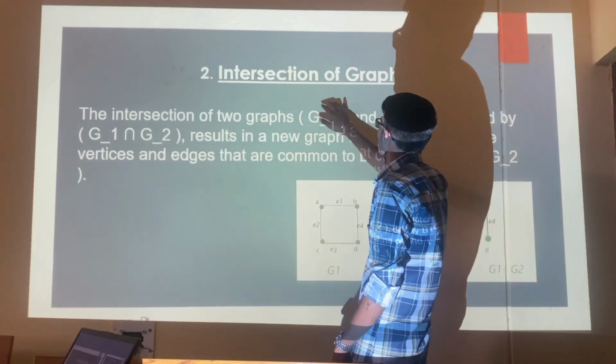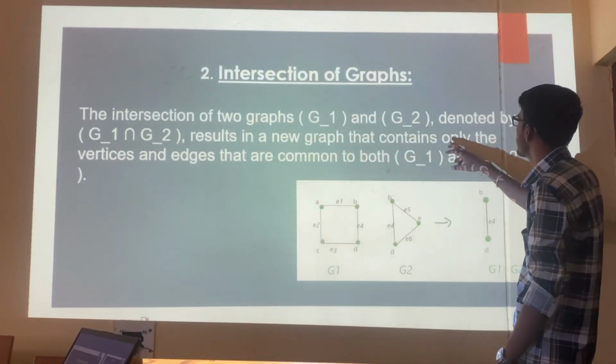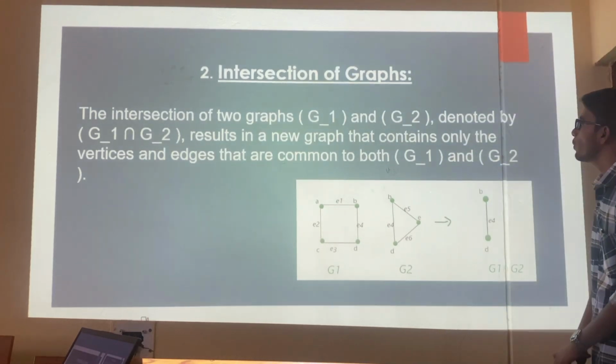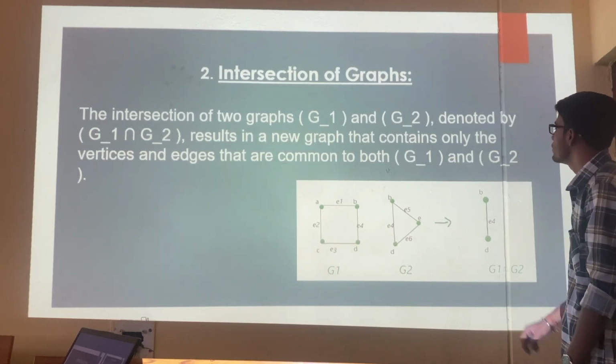Next, intersection of graph. The intersection of two graphs G1 and G2, denoted by G1 intersection G2, results in a new graph that contains only the vertices and edges that are common to both G1 and G2.